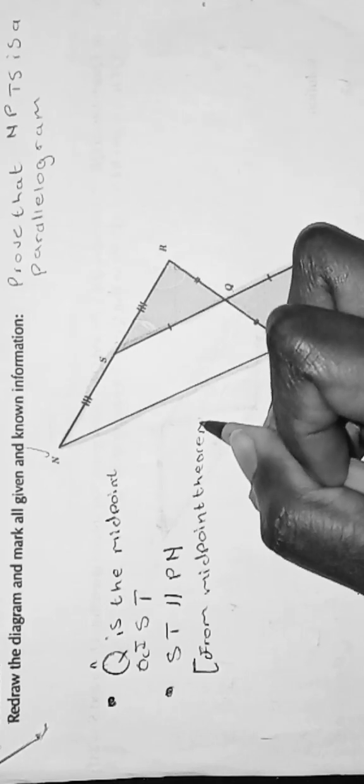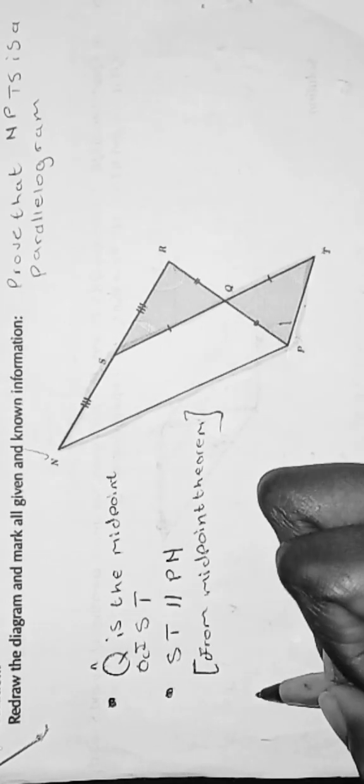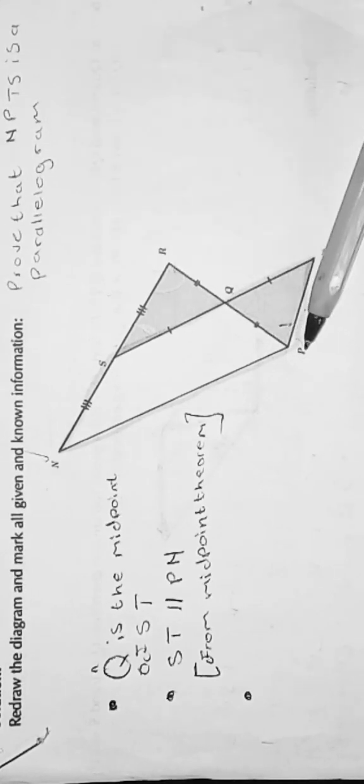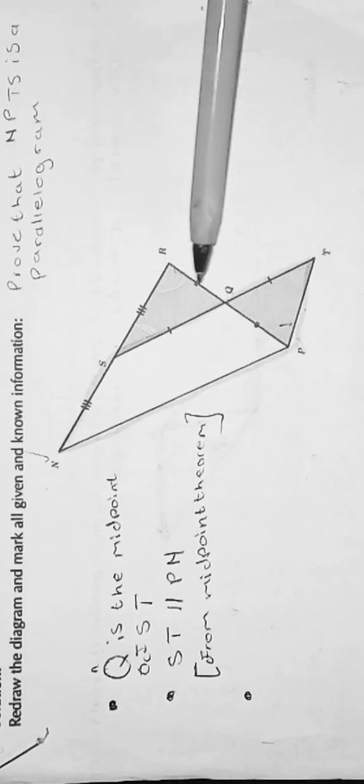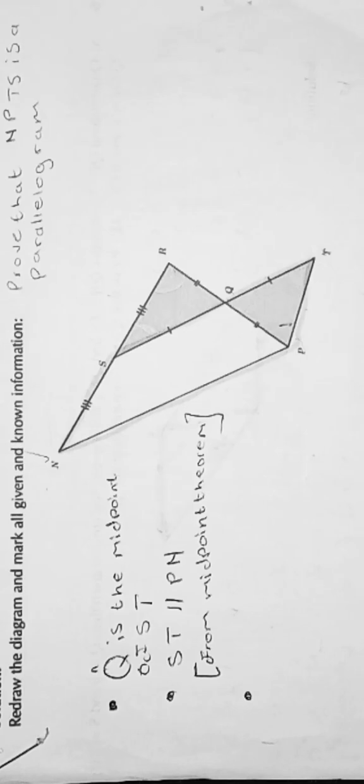And also, I can see that because I've proven that ST is parallel to PN, those opposite sides are actually parallel, and or equal, but they're actually parallel to one another because of the midpoint theorem. Actually, I can see another given information that Q is the midpoint of actually PR. But also I can see that we have two triangles, which means that Q is the midpoint of ST and Q is also the midpoint of PR.